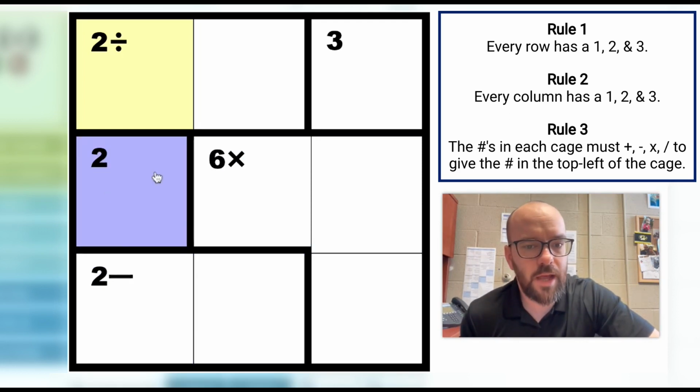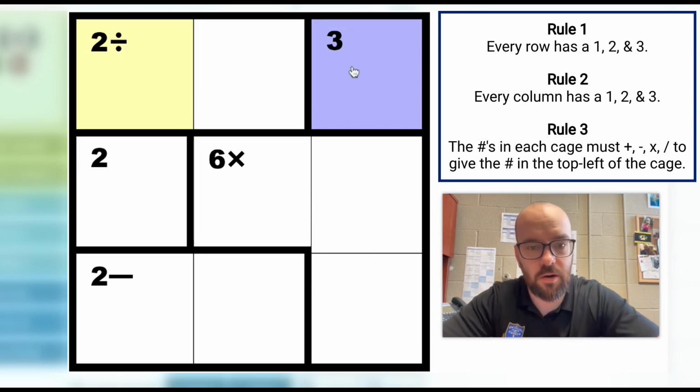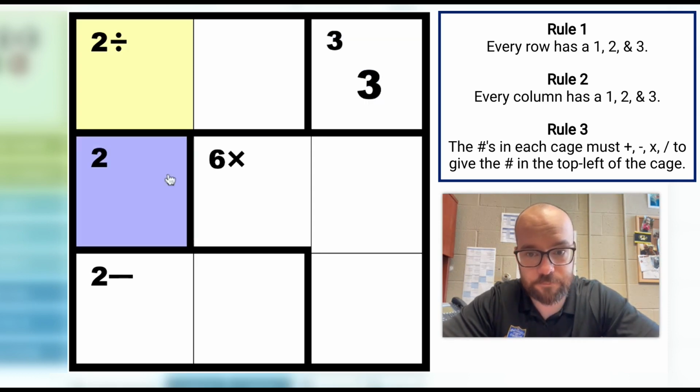And then sometimes you'll have boxes or cages that are just one box. They won't have an operation. So those are where I usually start. So let's go ahead and solve this puzzle. Whenever you have a single box cage, whatever number's in the corner, that's going to be the number that goes in there. Right here, I've got a 2. So that's going to be a 2 right there. And so that's when I'm going to kind of start my puzzle.